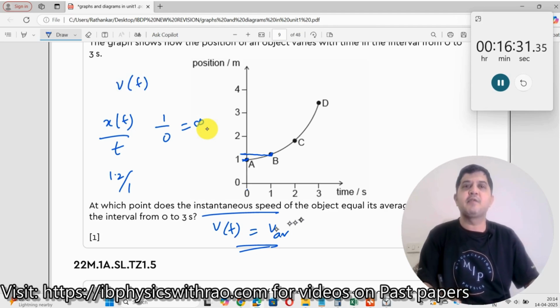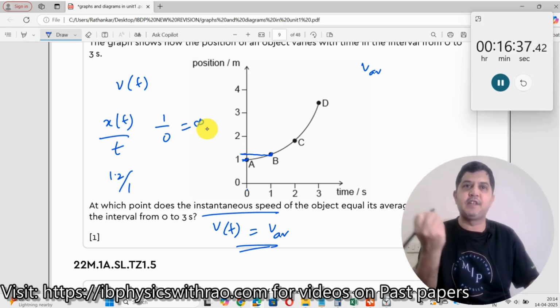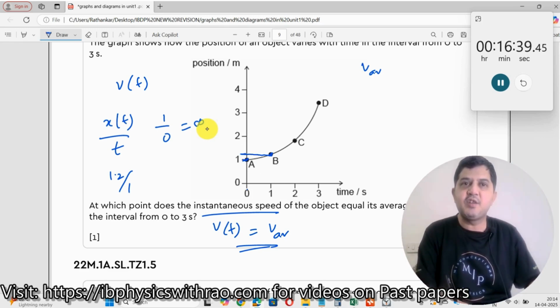Now how do I calculate V average? What I should do is draw the tangent and find the slope of that. So I draw a tangent over here. What does it tell you? It means the velocity is equal to 0 over here. Let me take another point over here, and I get a tangent like this.